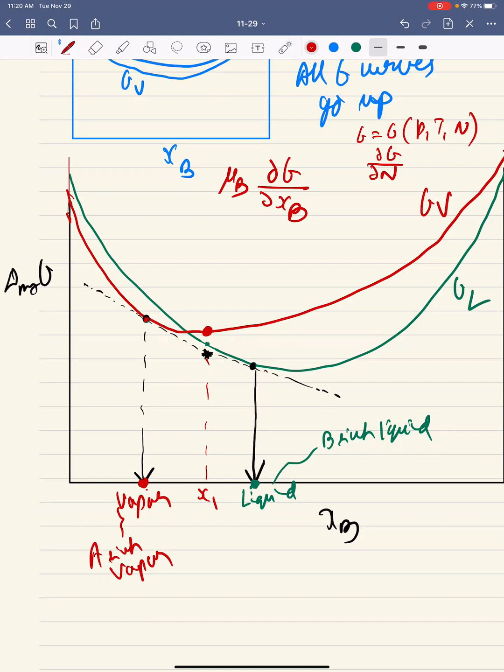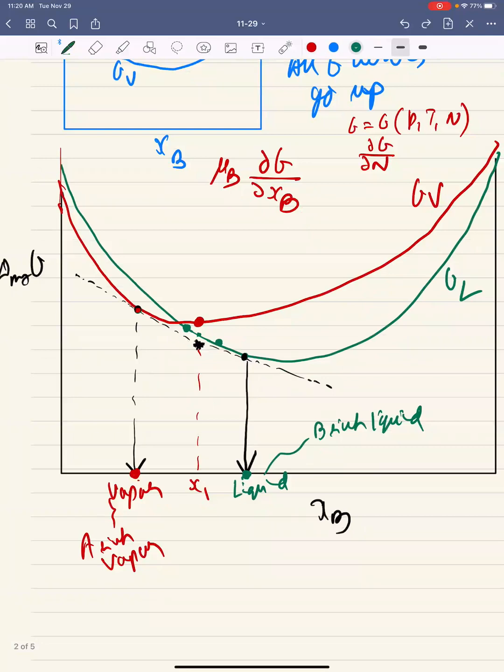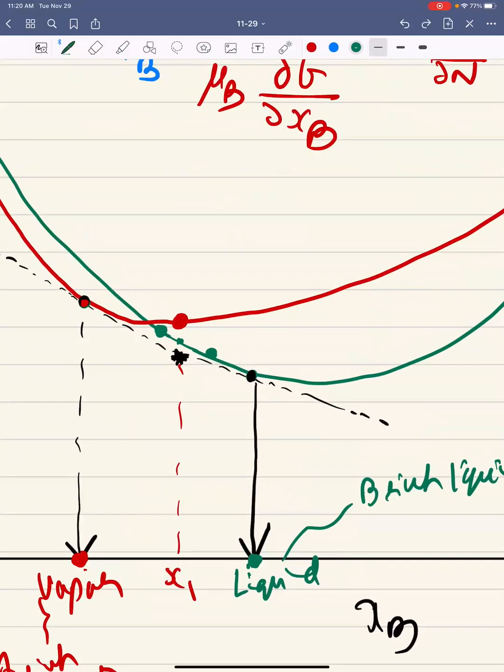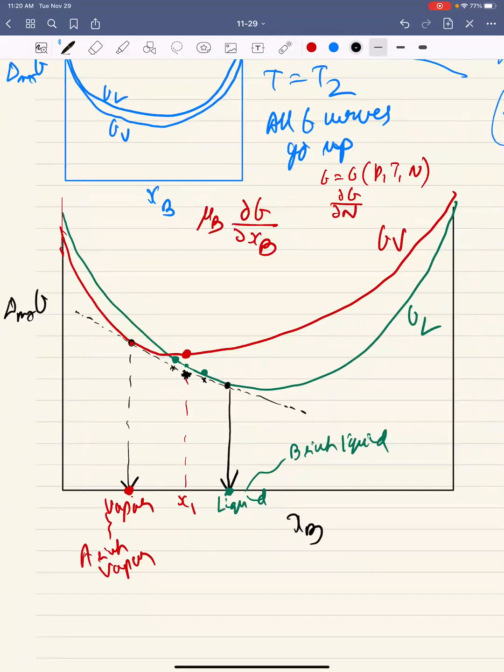So this is very interesting because it means that even if you were at some other green point over here or over here, you would drop down to some other point on the mixture, somewhere over here. But the concentration of B in the vapor that forms and the concentration of B in the liquid that forms is going to be the same. It's only that the amounts will be different, okay?